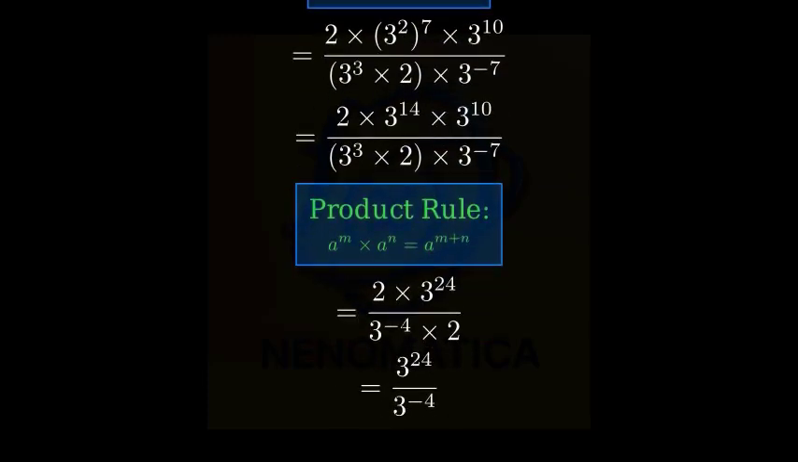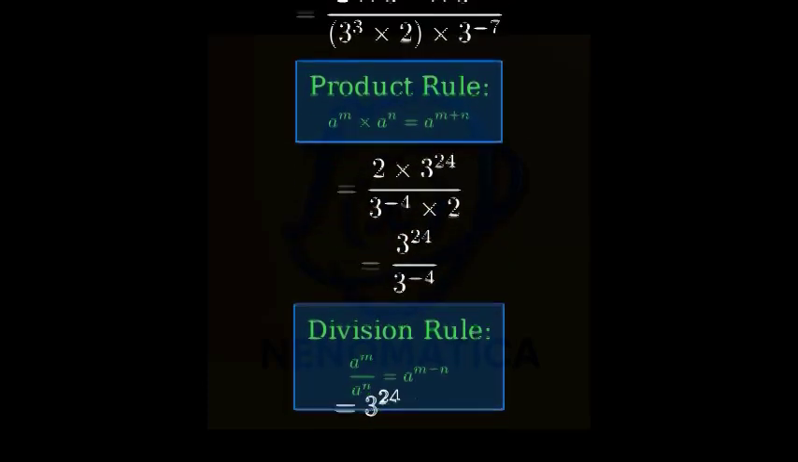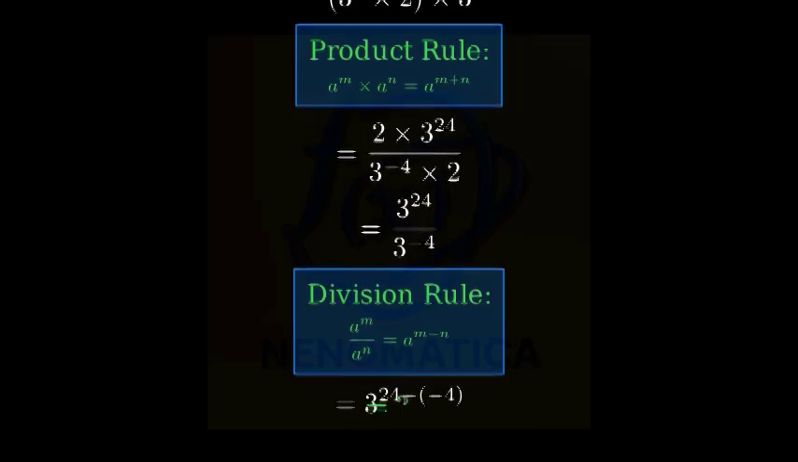Now, the denominator has simplified to 3 to the negative 4 times 2. We can now cancel the factor of 2 in the numerator and denominator. When dividing powers with the same base, we subtract the exponents. So this equals 3 raised to 24 minus negative 4, which is 3 raised to 28.